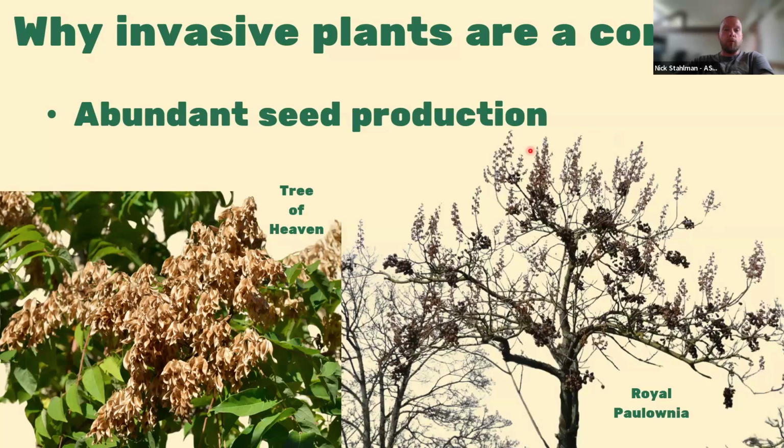And that's nothing compared to a more recent invader around here. I'm starting to see more and more Royal Paulownia, also known as Princess Tree. It's Paulownia tomentosa. Each one of these has multiple seed pods that have even tinier winged seeds than the tree of heaven. And this tree is capable of producing like 20 million seeds per tree per year.